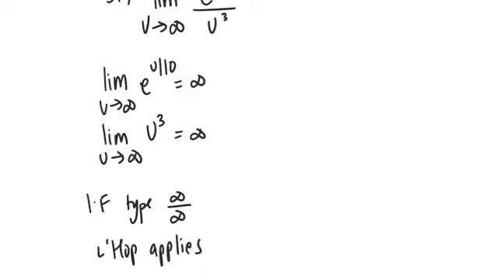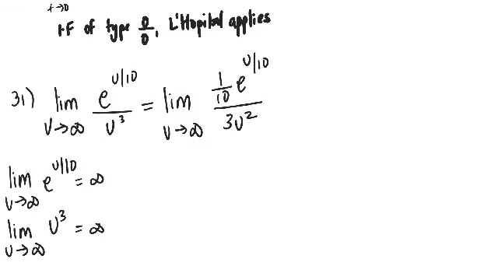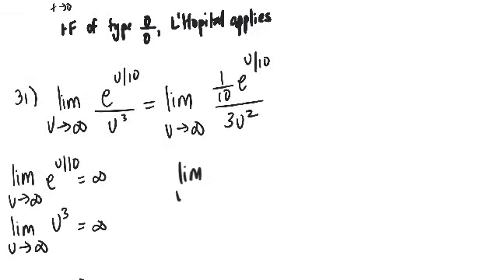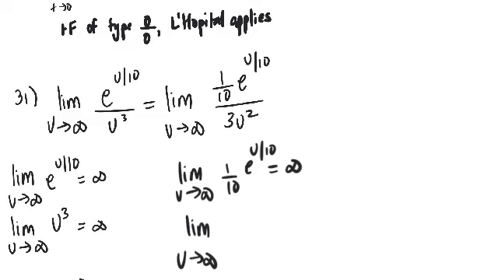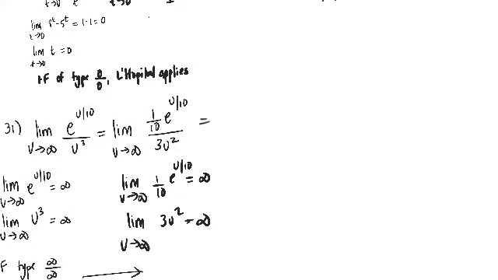So when you apply L'Hopital, this is equal to the limit as u goes to infinity. Derivative of the top is (1/10) e^(u/10), and derivative of the bottom is 3u^2. Okay, now this is what happens. The top is still going to infinity. 1/10 of infinity is still infinity. The bottom is still going to infinity. And so I will apply, I won't write the verbiage here, but you should write the same verbiage about how this is type infinity over infinity, and we're justified in applying L'Hopital's rule.